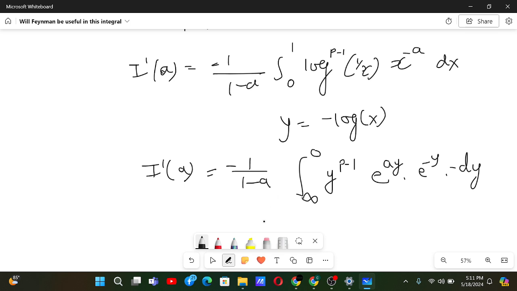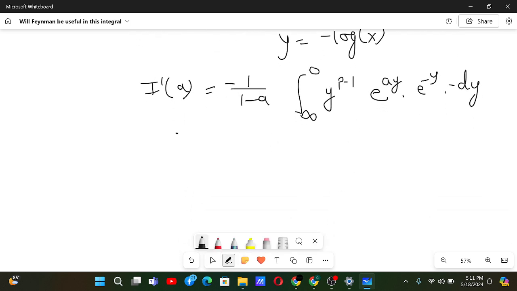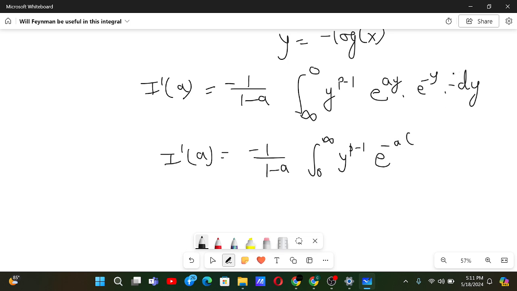Now the minus sign over here reflects the integral. Yeah, and we get I dash of a is equal to minus 1 by 1 minus a, and then over here this will be the integral from 0 to infinity of y to the power p minus 1, e to the power... Now if I write over here minus y, we will have 1 minus a, dy.